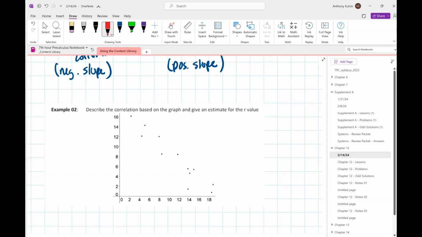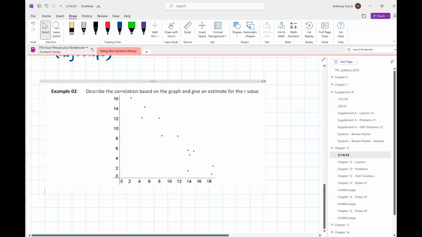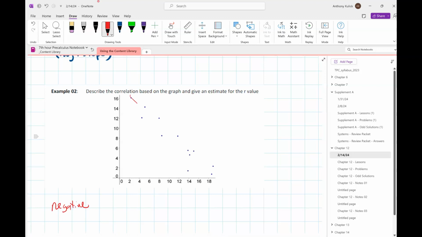So if you've got a scatter plot right here, we're asked to describe the correlation. So good. Nathan says that's negative correlation. How can you tell it's negative? Because the data is trending down as we move from left to right.